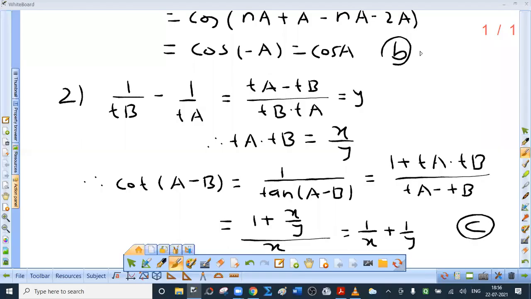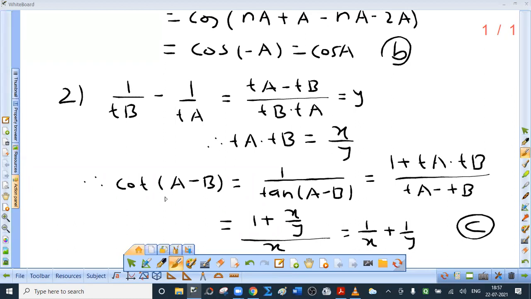Second one. If tan A minus tan B is X and cot B minus cot A is Y, then see what is cot B minus cot A? Cot is 1 upon tan. So 1 upon tan B minus 1 upon tan A. LCM tan B tan A. What is the numerator? Tan A minus tan B. Now this is given to be Y. Rearrange the terms, so tan A tan B is tan A minus tan B, which is X, upon Y.